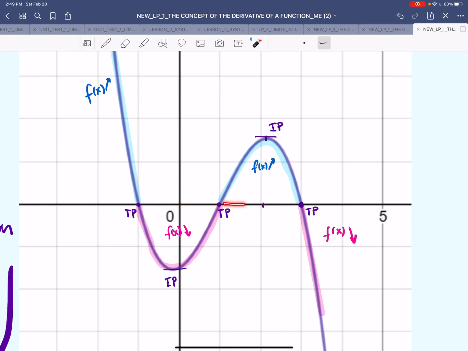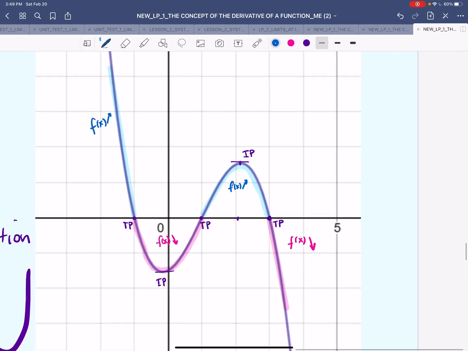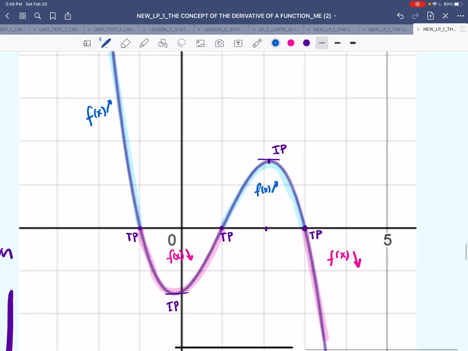increasing between these 2 points, so 1 and 3. And then from 3 to infinity is decreasing. So I'm going to write all this information down. So we want to draw, we can look at it as a simple functions exercise.